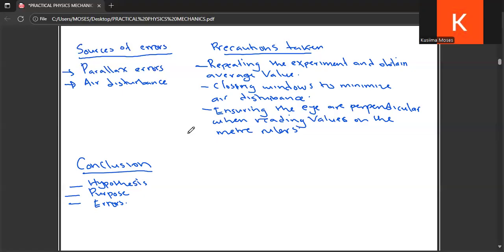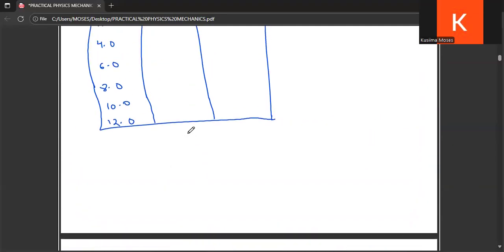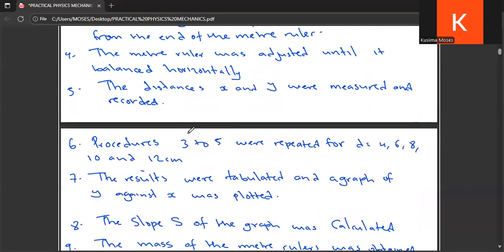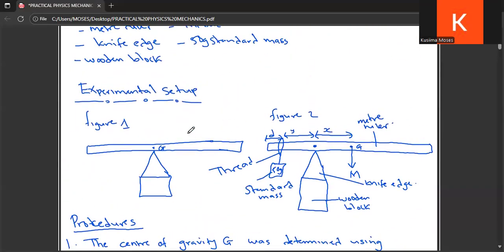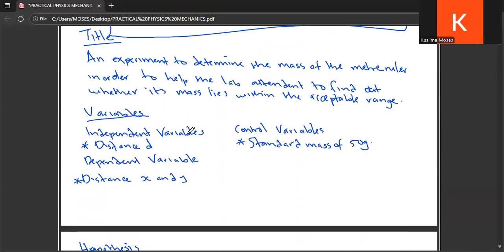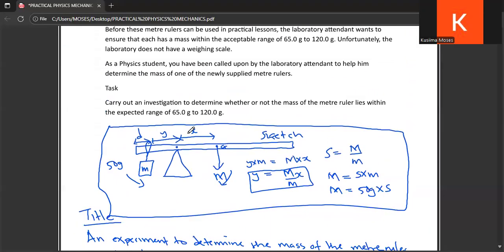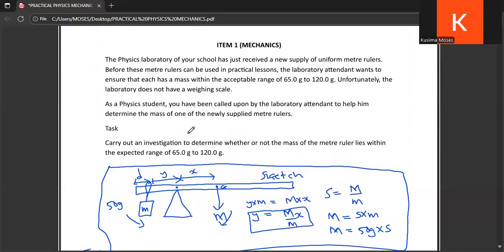So basically, these are some of the steps that you can go through to determine the mass of the meter rule at a CBC practical level. Now, we may be having some other methods, but for today, I have been able to share with you this method for determining the mass of the meter rule based on this scenario.